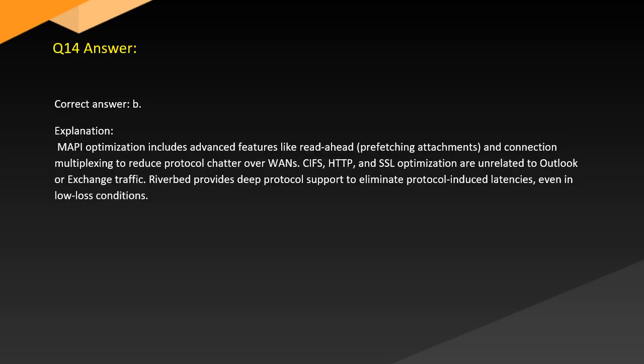Answer. Correct answer: B. Explanation. MAPI optimization includes advanced features like read-ahead, prefetching attachments, and connection multiplexing to reduce protocol chatter over WANs. HTTP and SSL optimization are unrelated to Outlook or Exchange traffic. Riverbed provides deep protocol support to eliminate protocol-induced latencies, even in low-loss conditions.